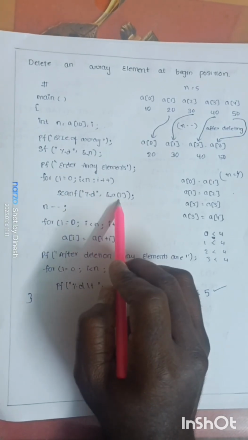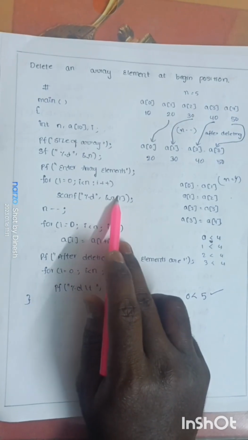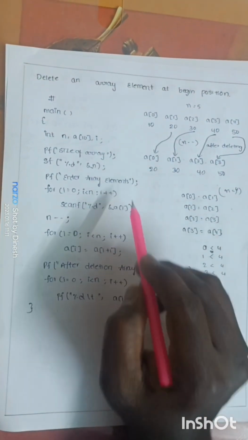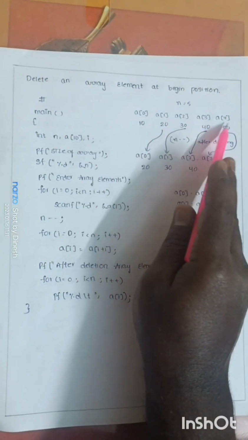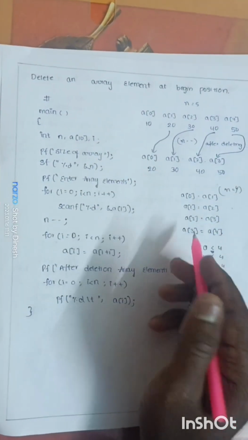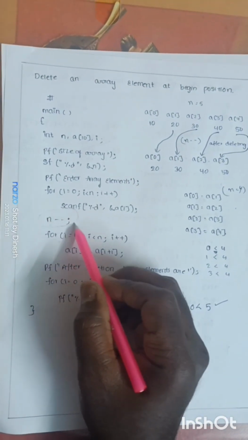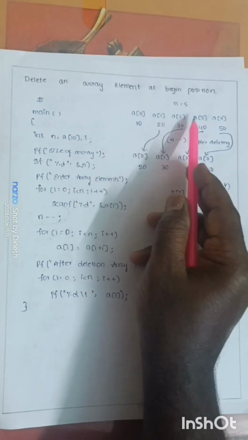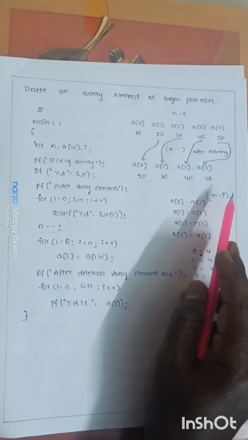Scanf percentage d ampersand a of i, where a of i means the 0th location. At the 0th location the element 10 will be stored, and like that 20, 30, 40 and 50 will be stored, with 50 at the 4th location. After entering the elements the size will be decremented. Why? Because we have to delete an element from the array, so the array size will be decremented. N minus minus means n equals to 4.